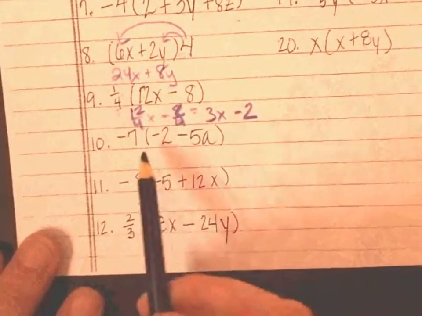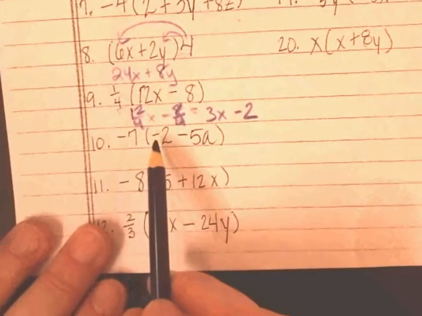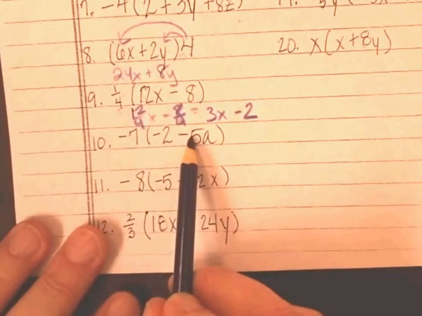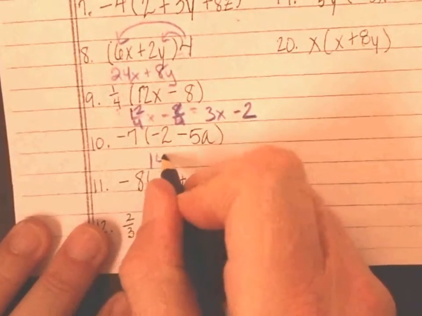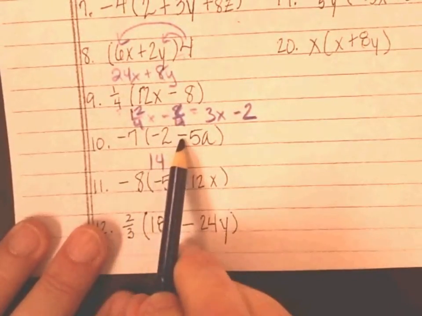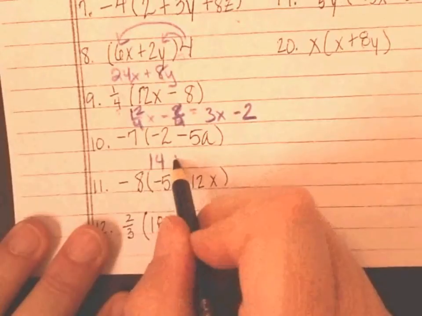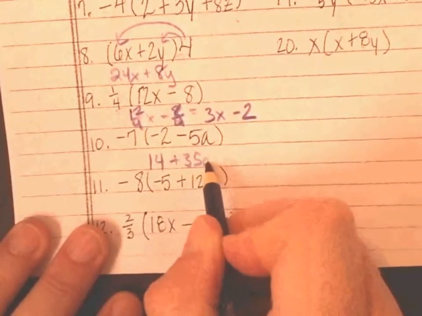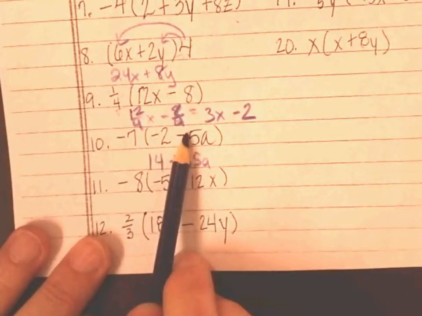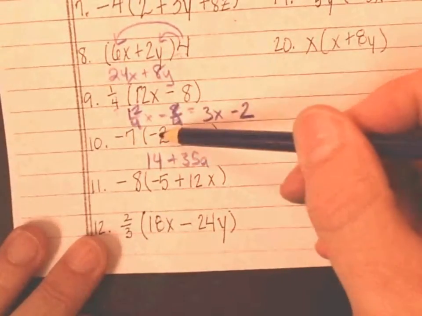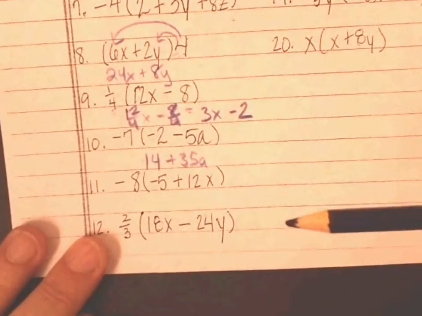Do not forget, if I'm distributing a negative number, it's going to change the sign of everything on the inside. So negative 7 times negative 2 is a positive 14, and negative 7 times a minus 5a is going to be a positive 35a. The negative on the outside says to change the sign of everything on the inside. Had this been a positive 2, I would have a negative 14 here.